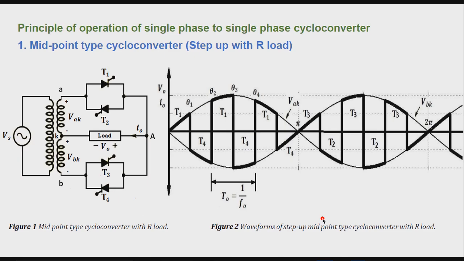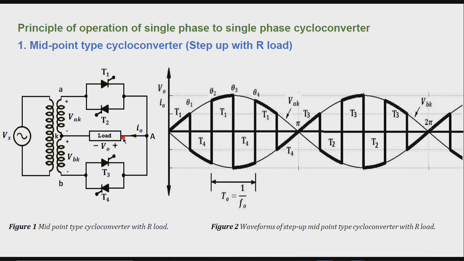Now the principle of operation of a single phase to single phase cycloconverter. First, the midpoint type step up cycloconverter with resistive load. It consists of a transformer with midpoint secondary and 4 thyristors T1 to T4 as shown in this figure. Thyristors T1 and T4 form the positive group and thyristors T2 and T3 are from the negative group. Positive direction of output voltage and current are marked as in this figure.